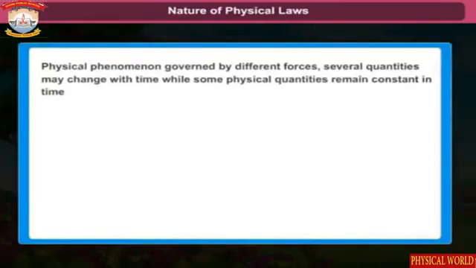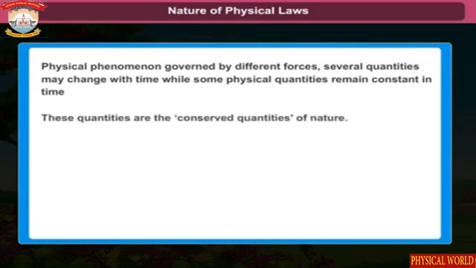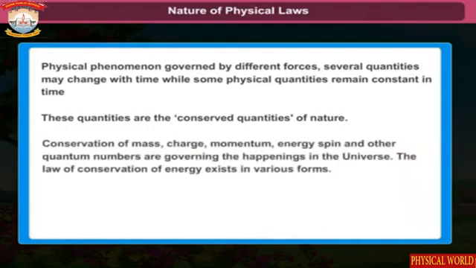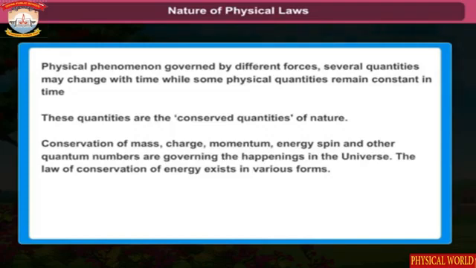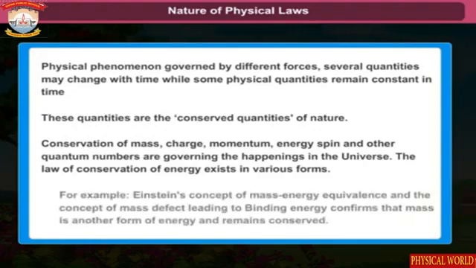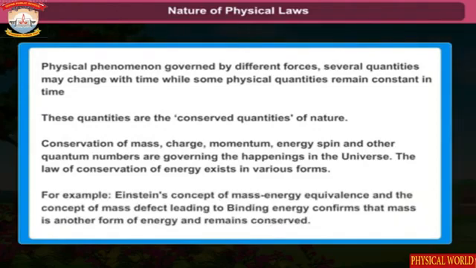Nature of physical laws: physical phenomena are governed by different forces. Several quantities may change with time while some physical quantities remain constant in time. These quantities are the conserved quantities of nature. Conservation of mass, charge, momentum, energy, spin, and other quantum numbers govern the happenings in the universe. The law of conservation of energy exists in various forms. For example, Einstein's concept of mass-energy equivalence and the concept of mass defect leading to the binding energy confirm that mass is another form of energy and remains conserved.